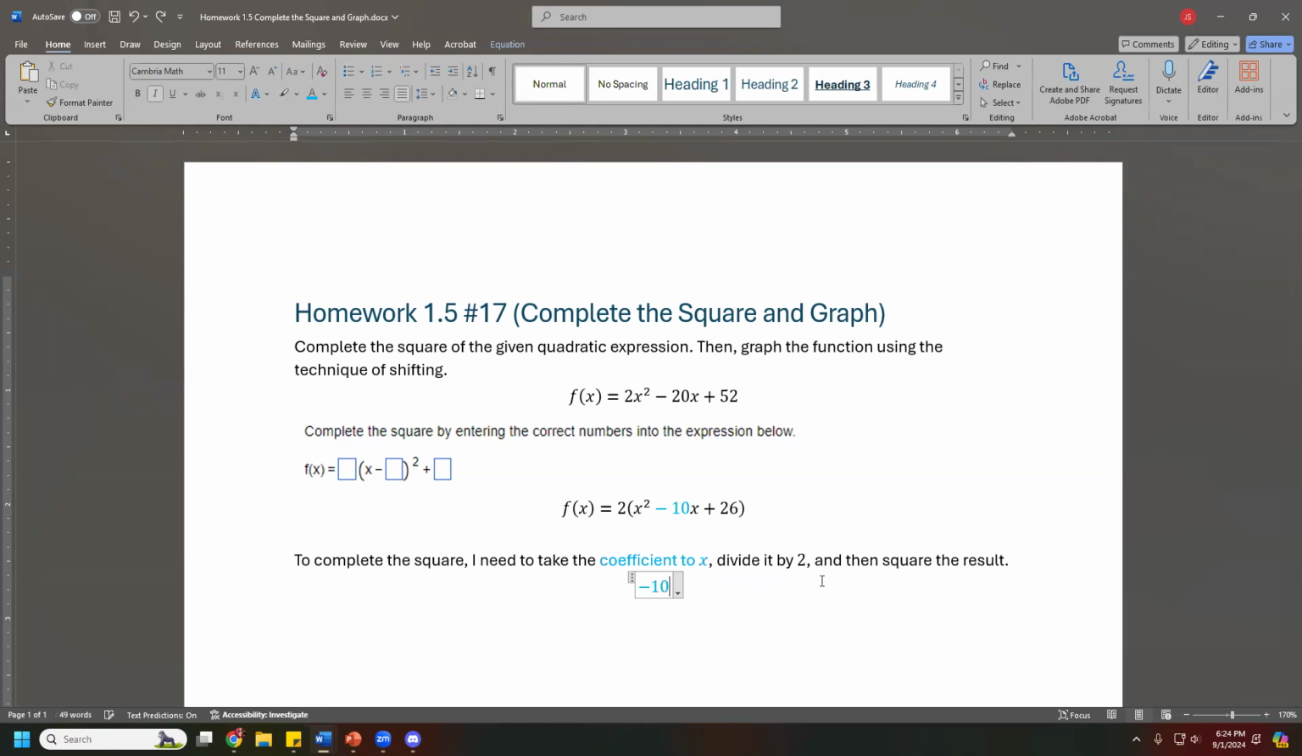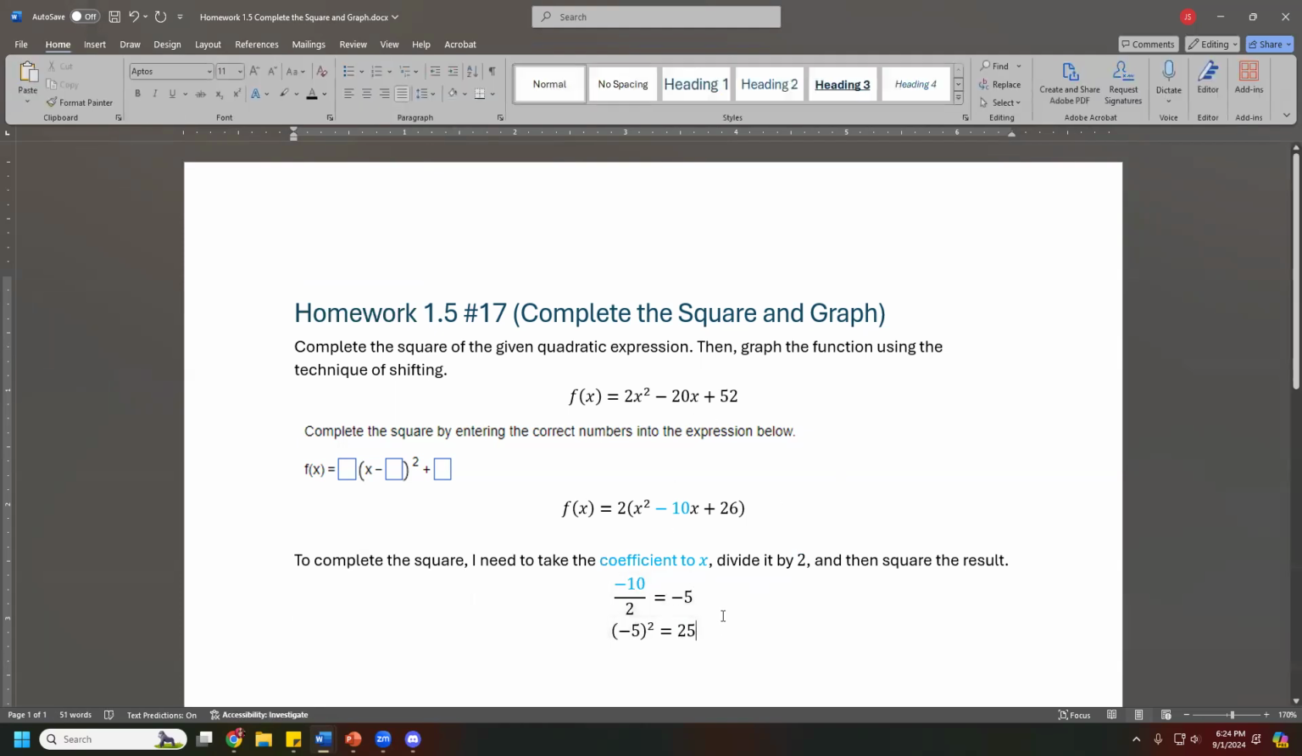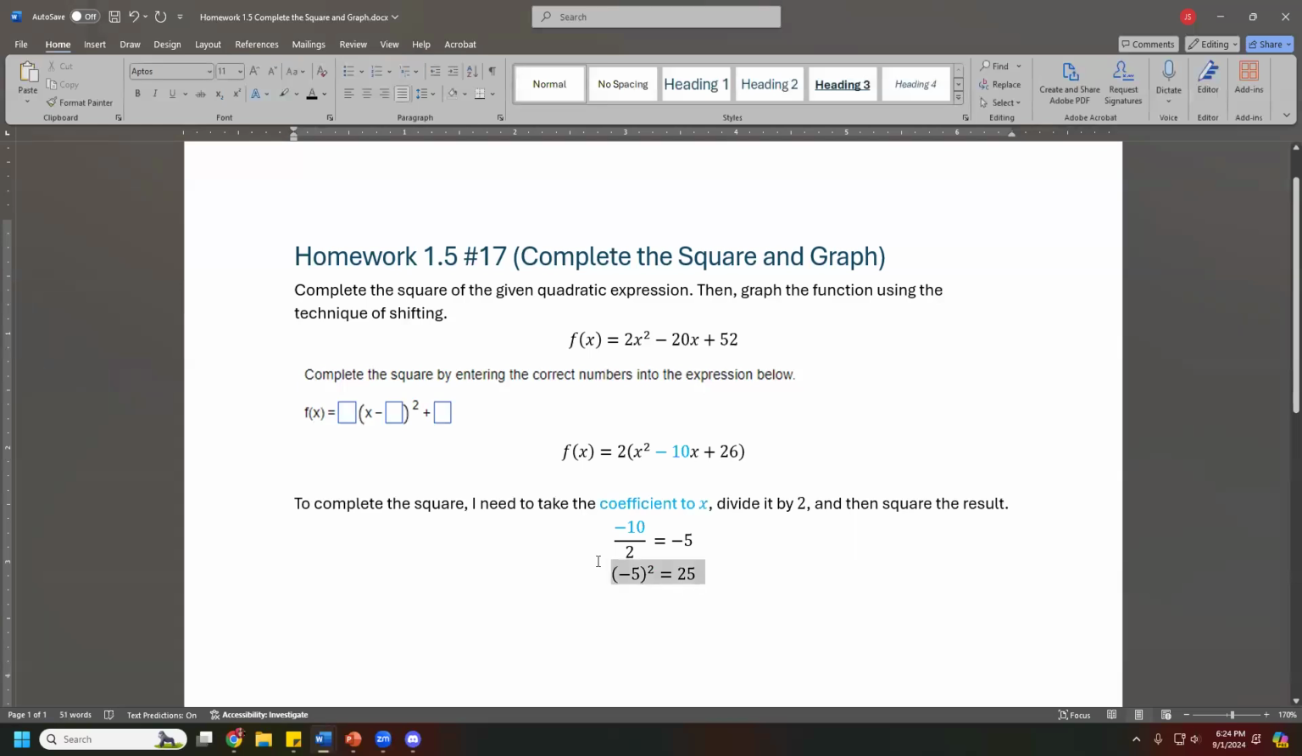Actually, better yet, hold on. I don't want my text to be blue here. So I'm going to make this, yeah, there we go. So take my -10, divide it by 2. That's going to go to -5. Now I need to take my -5 and square it. So remember parentheses, I need to square the negative as well. So that's going to give me 25. And better yet, I'm going to put this on one line.